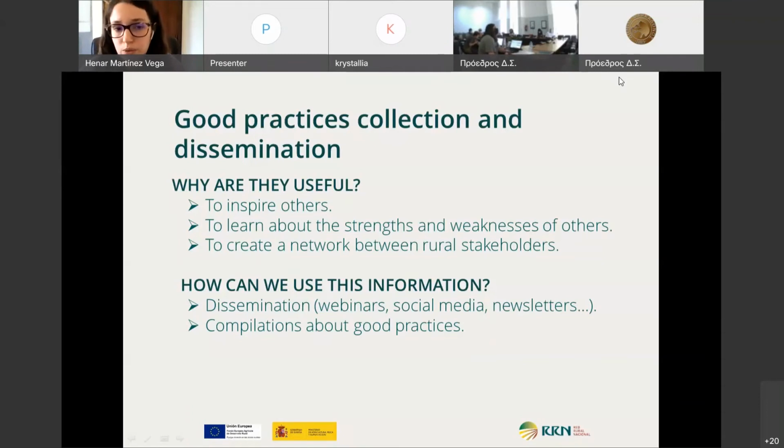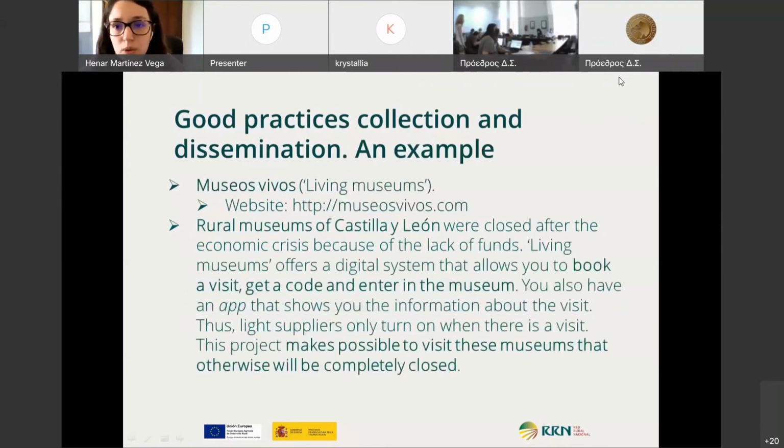So how do we use this information in the Spanish Rural Network? We disseminate it through webinars, social media, newsletters, and we also make compilations about good practices that are free and you can download them on our website. And just to give an example of that, I would like to talk about a project which is called Museos Vivos in Spanish, and the translation would be Living Museums in Spain.